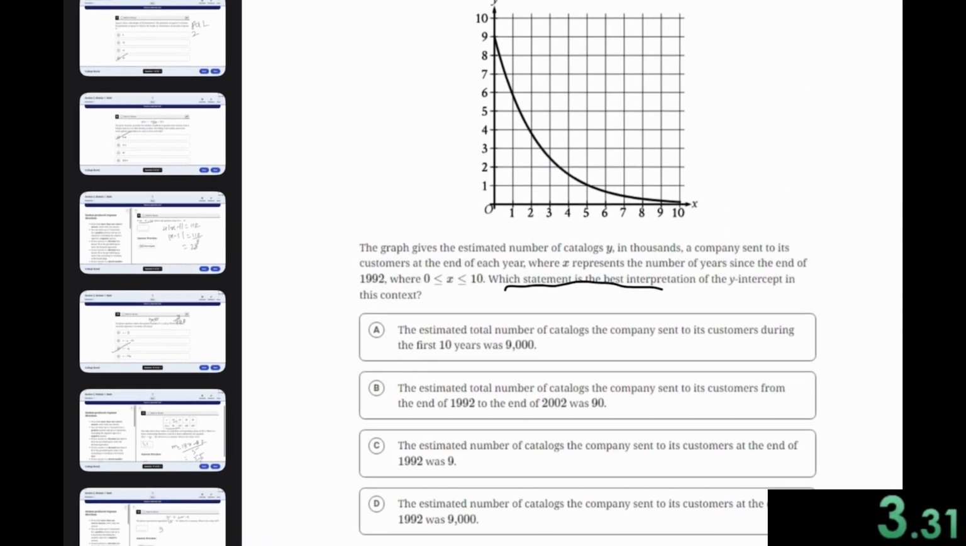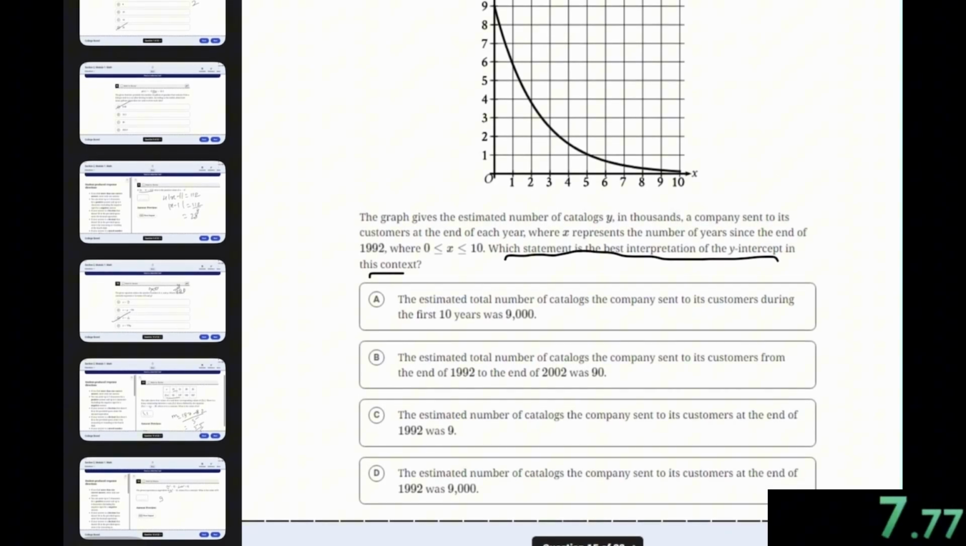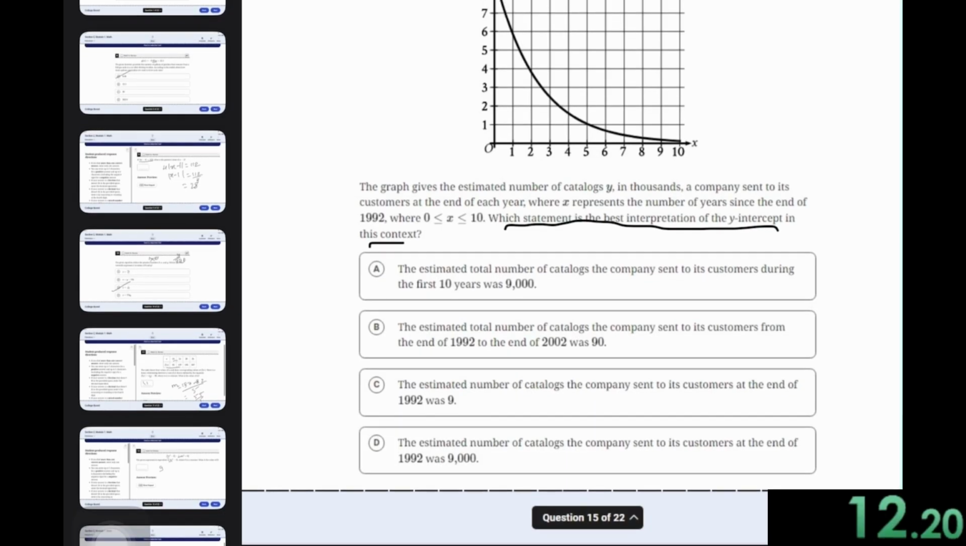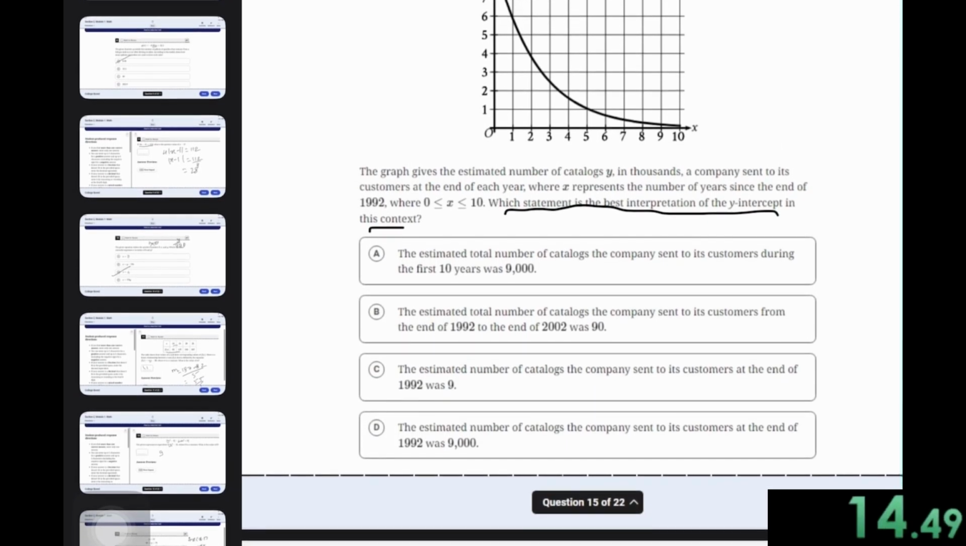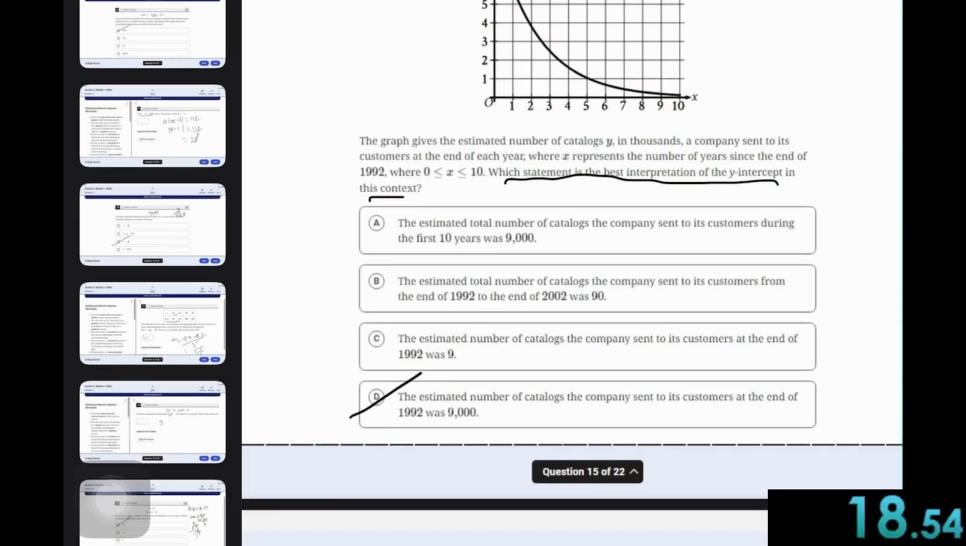Okay, which statement is the best interpretation of the y-intercept? Y-intercept is 9, and y is in thousands, which means that at the end of 1992, 9,000 something were given. At the end of 1992 was 9,000.